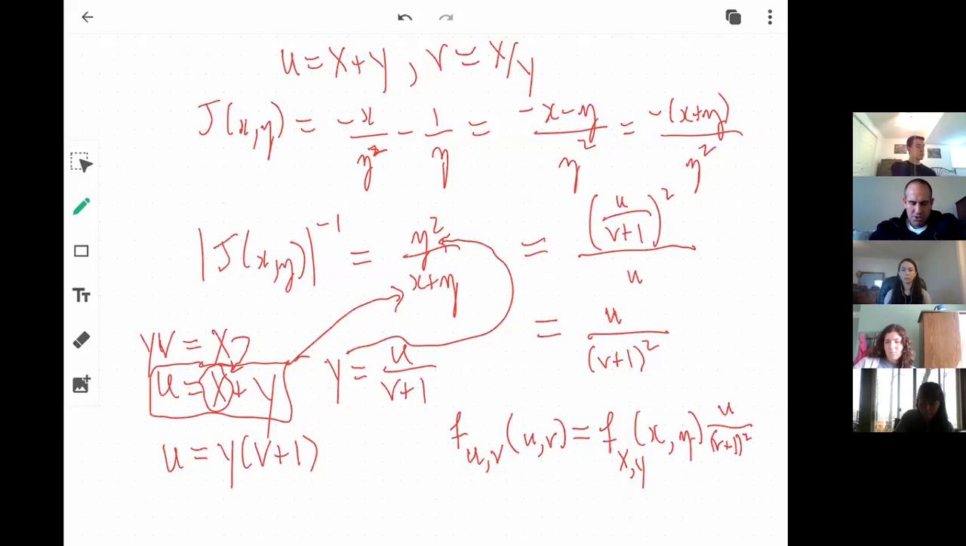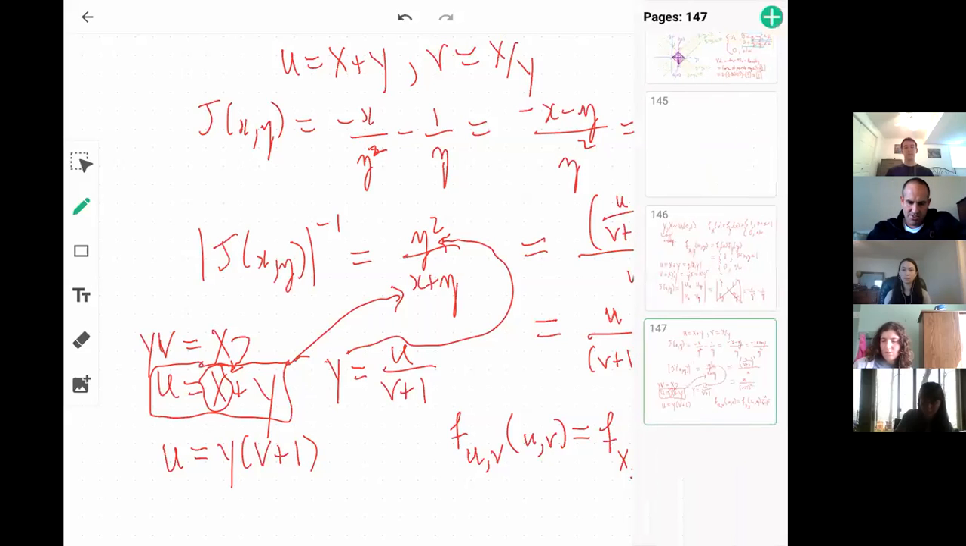But the only place where this really matters is when the density f of sub xy is equal to what? What has to be true? Where do I really care about this density? When the joint density of X and Y is 1. Okay, look at this. Let me write this on the next slide.